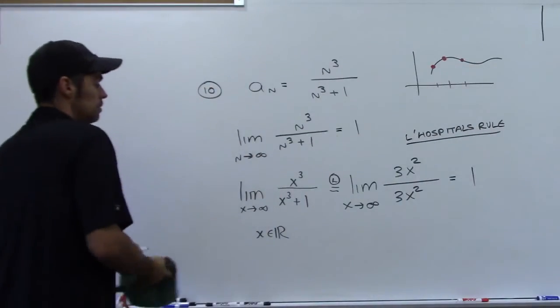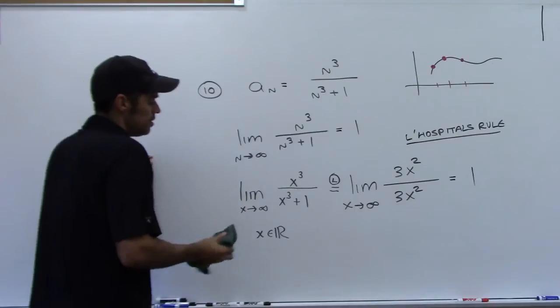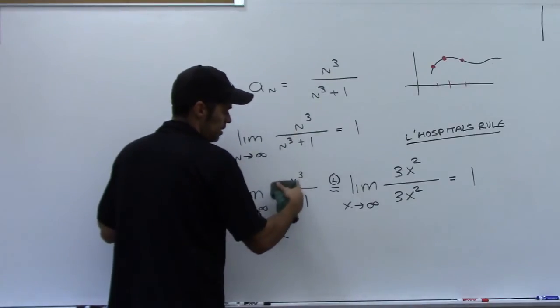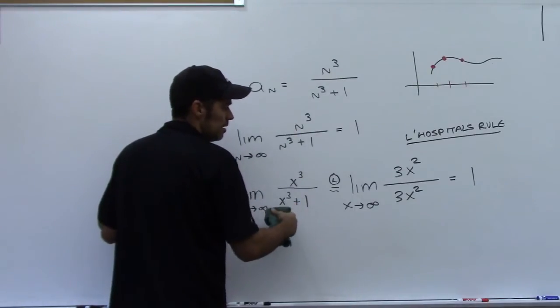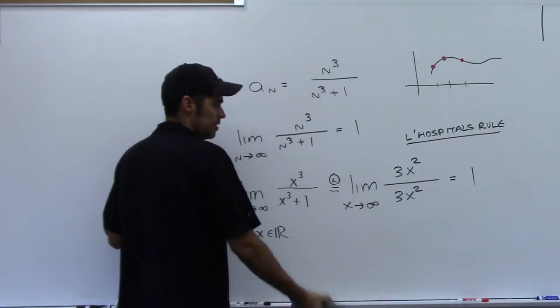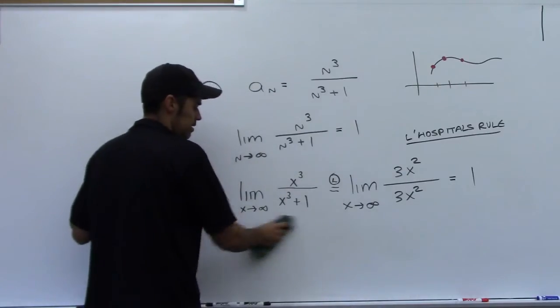What you want to be careful not to do is just rewrite this leaving your n's, because you can't use L'Hopital's rule on a sequence, if that makes sense. Hopefully it does by now.